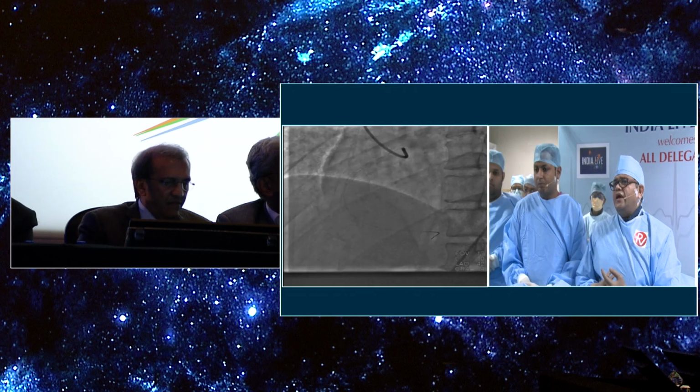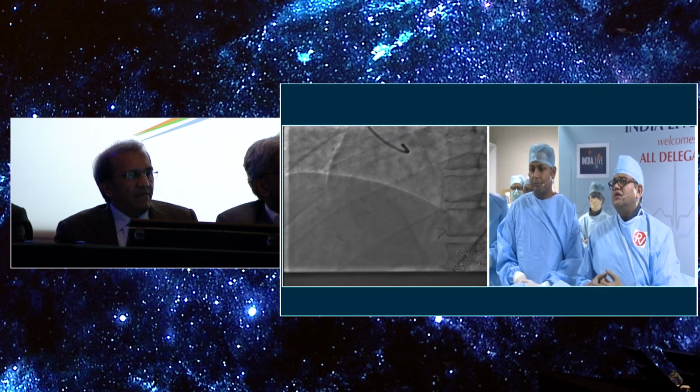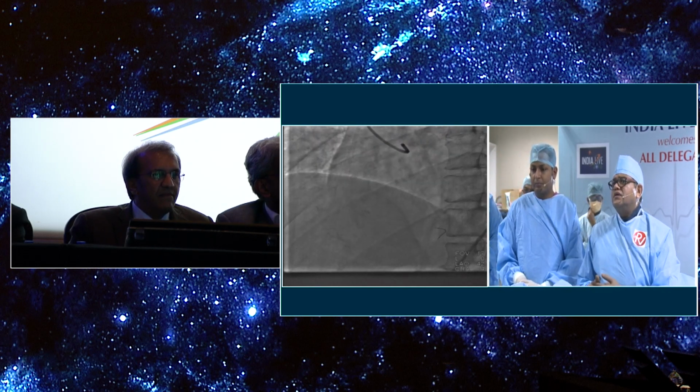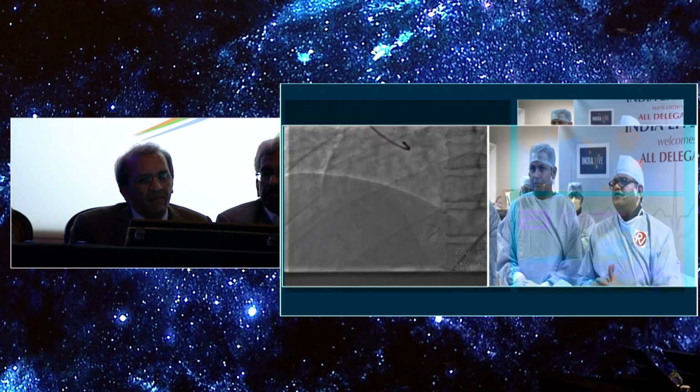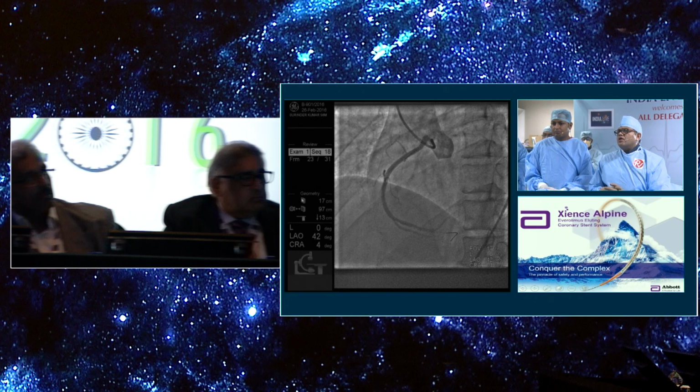Result of the anomalous RCA. Any comment? Proximal stent needs to be post-dilated by NC balloon. See, there is a disparity in the lumen size of the distal stent. I think it needs to be post-dilated by a bigger balloon, I think.